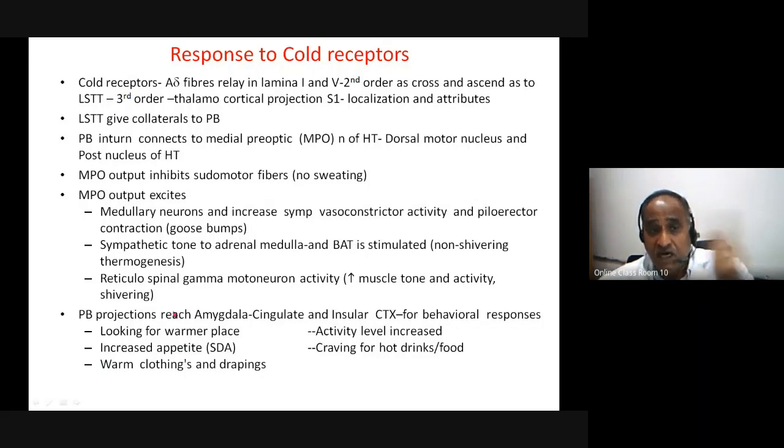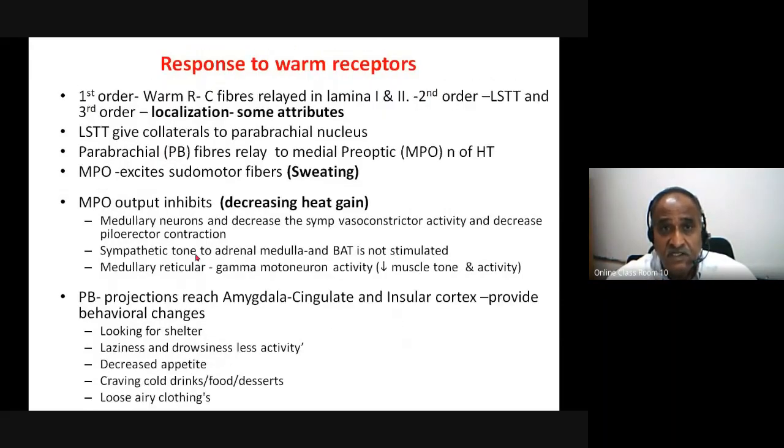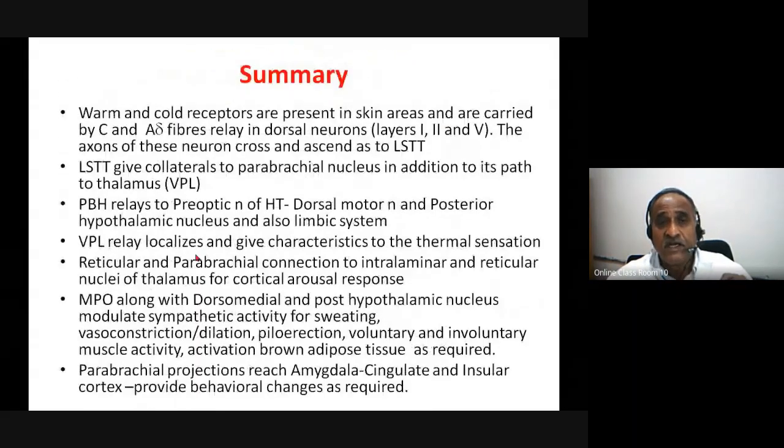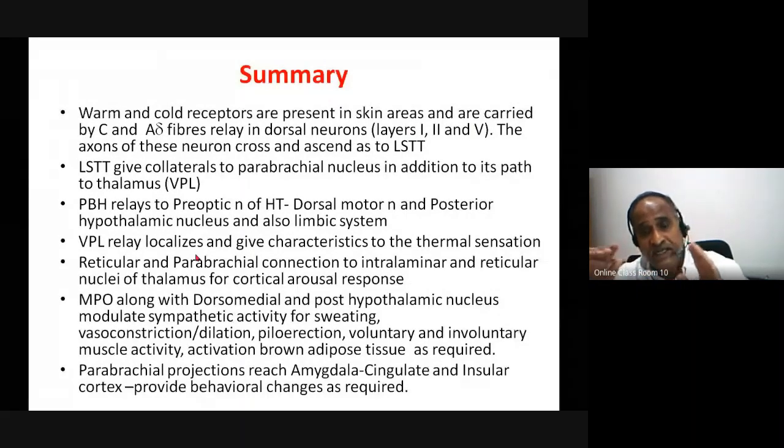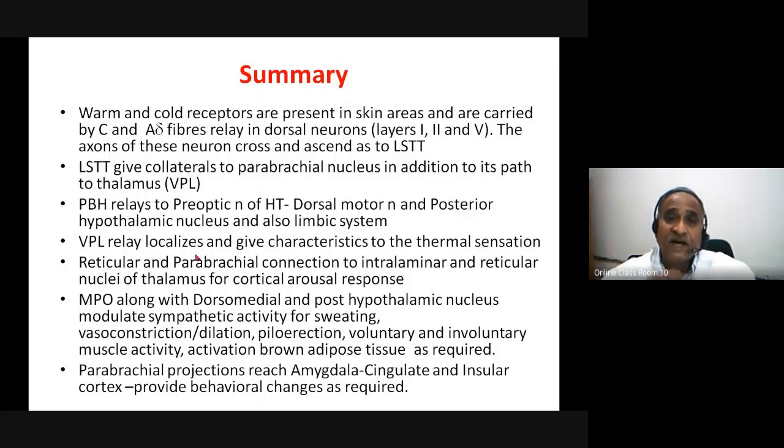So okay, that is how it is being projected. So that means it is not just simply reaching the sensory area one. It's more than that, these thermal receptors. So that is why I have taken this particular chapter separately.